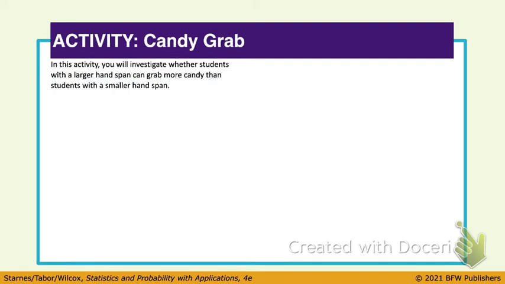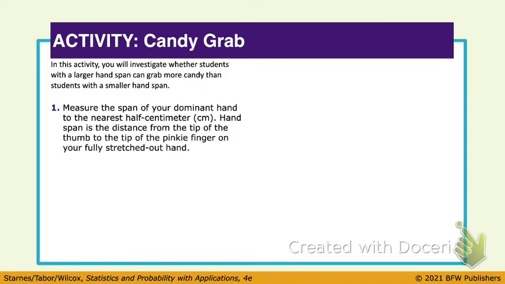It's a candy grab activity. In this activity, you're going to investigate whether students with larger hand spans can grab more candy than students with a smaller hand span. So here's what a hand span is. On your dominant hand, whatever hand you write with, you're going to spread your fingers out as wide as you can without getting a cramp, and you're going to measure the distance from the tip of your thumb to the tip of your pinky finger. So this distance right here. With your hand spread out, you're going to measure this distance in centimeters.